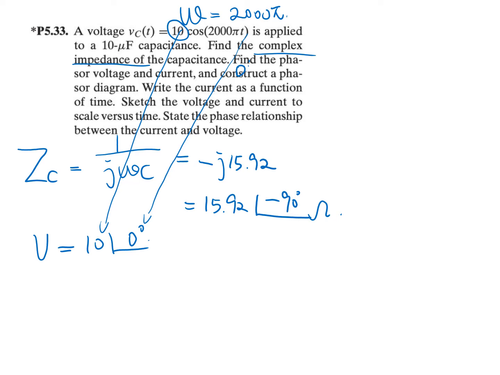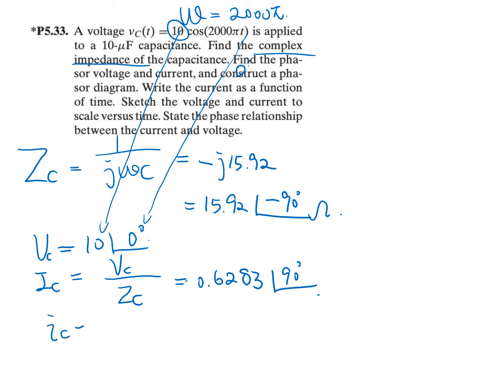To apply Ohm's law, we can find the current IC, that is VC over ZC. And you substitute in the value, you can get 0.6283 angle of 90 degrees. And convert this into time domain. IC is equal to 0.6283 cosine(2000 pi t plus 90 degrees).